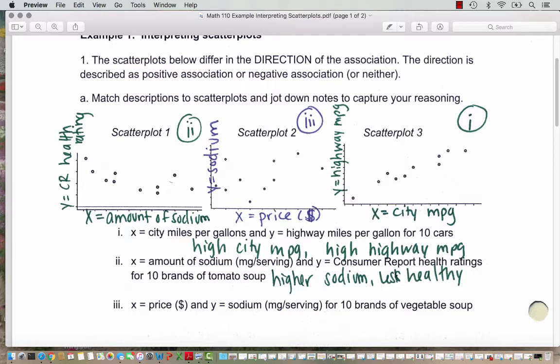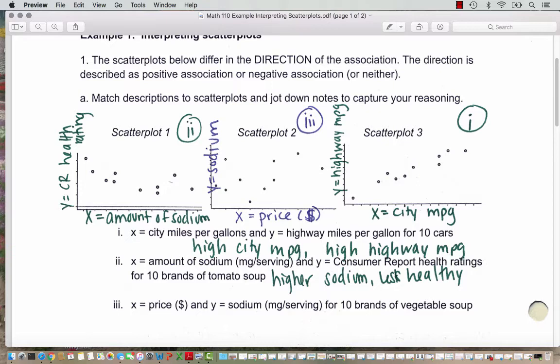Our scatterplot 3 here has a positive slope, and we think that that's the best match for the first description, where x is the city miles per gallon for a car or truck, and y is the highway miles per gallon for 10 cars or trucks. And so it makes sense that a car with lower city miles per gallon probably also gets lower highway miles per gallon. It's not a very efficient car. And then a car like a hybrid that gets higher city miles per gallon probably also gets higher highway miles per gallon.